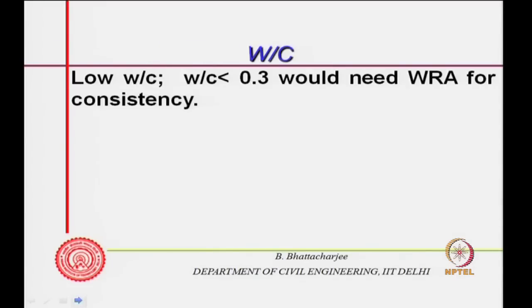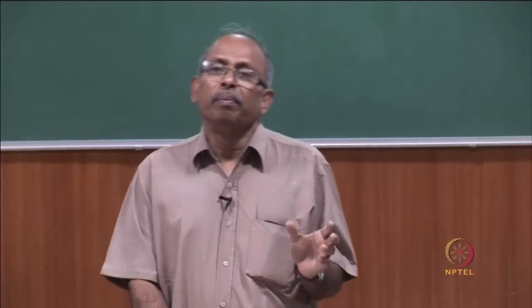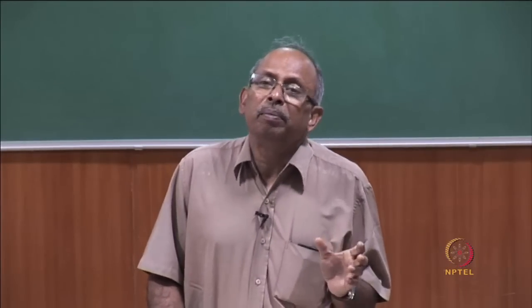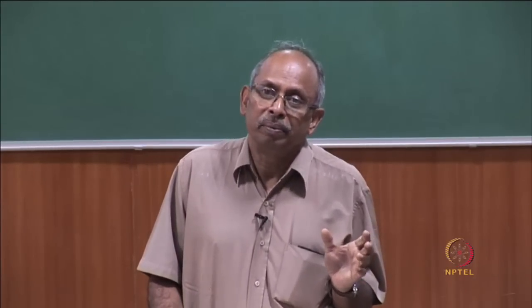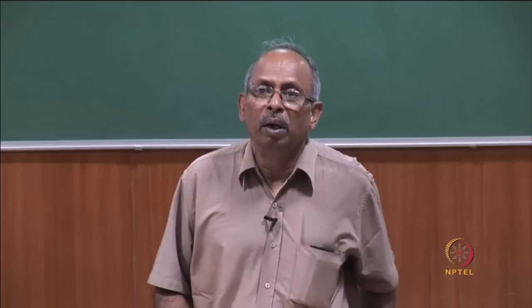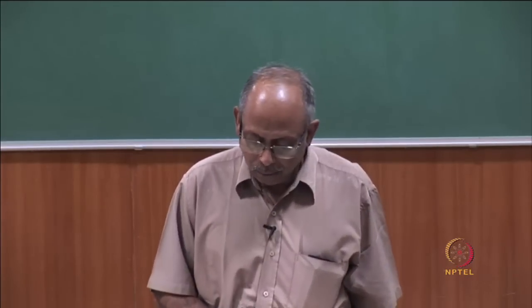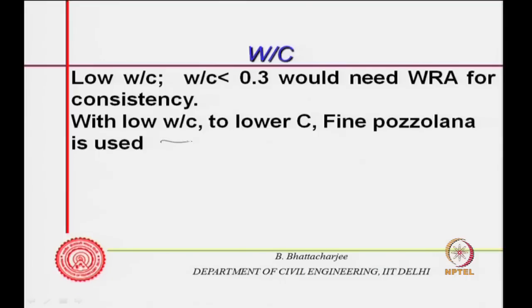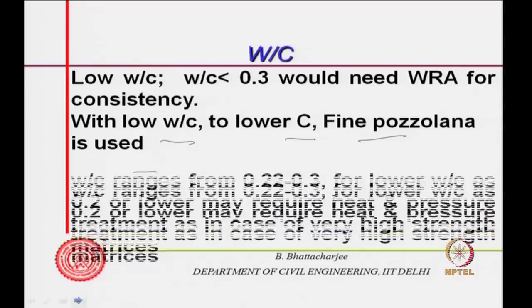Water cement ratio should be less than 0.3, and therefore you would need a water reducing agent for consistency. We have already said that this is what we need for high strength concrete. So, what we are seeing: good quality cement, preferably with low C3A content, then a lower water cement ratio, and obviously you would need WRA. With lower w/c and lower cement content, fine pozzolana is used, together with this.